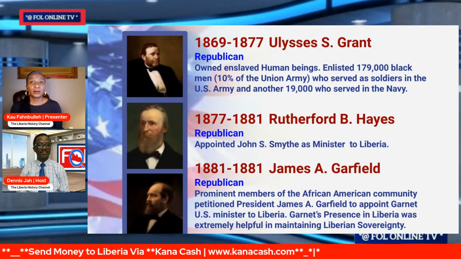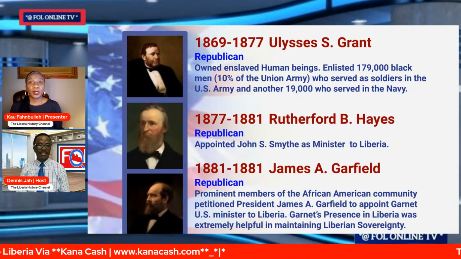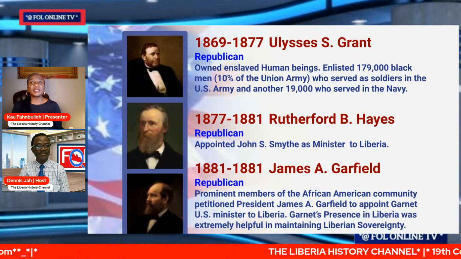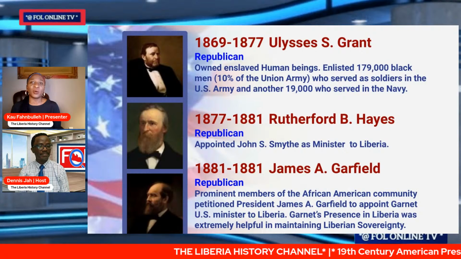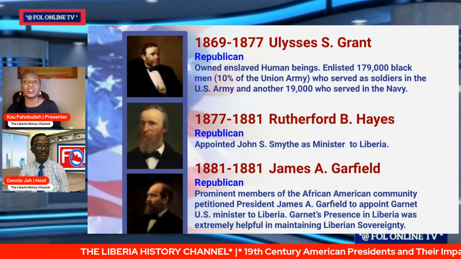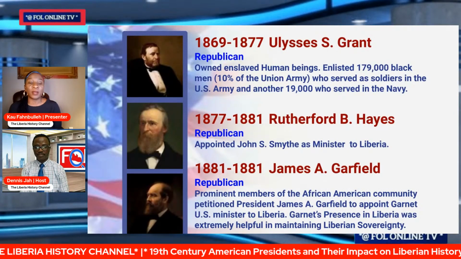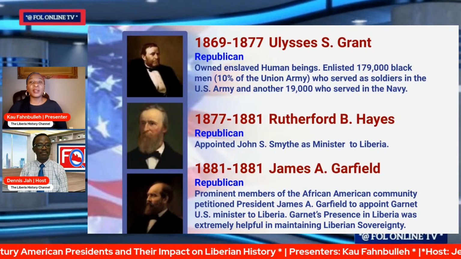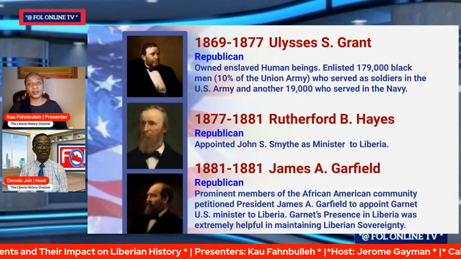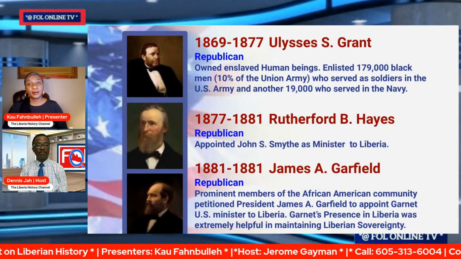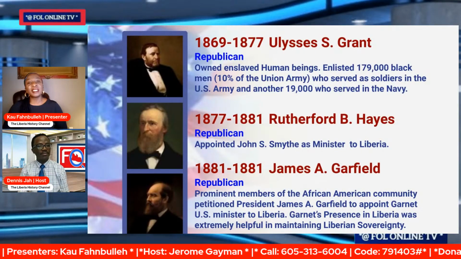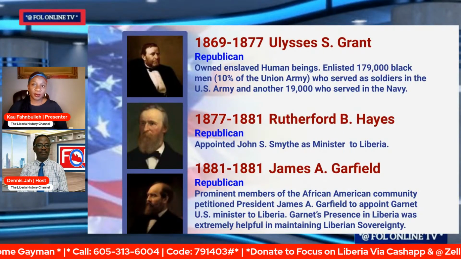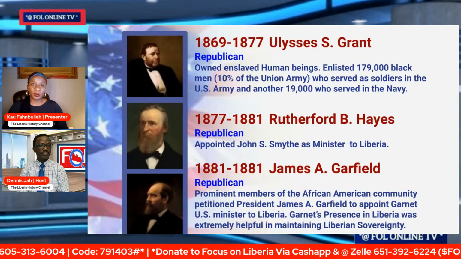Yeah, I'm talking about Smythe. So 1881, James. Oh, you're talking about John Smythe? Yeah, John Smythe. I think it's possible because he was the first. I'm sorry, I thought you were talking about Hayes. No, Smythe was the first. He was the first minister basically to Liberia. Basically, ambassador is the best way to put it. But at that time they were called ministers. Oh, okay.